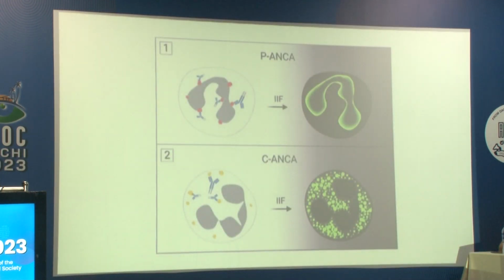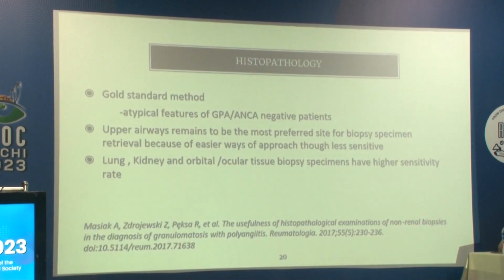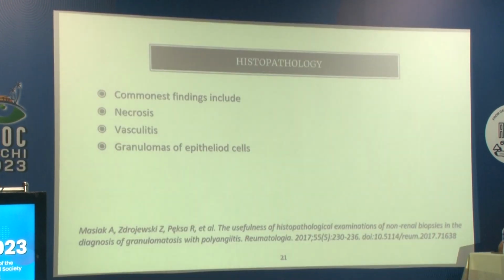It was called the perinuclear staining or the cytoplasmic staining. So 10 of our patients were positive for C-ANCA, 1 for P-ANCA, and 3 did not have any ANCA positivity, yet we should not rule out vaginous even if ANCA is negative, and it has to be confirmed through biopsy. Biopsy still remains as the gold standard method for diagnosis. Though lung, renal, and orbital biopsy have higher sensitivity, upper airway remains the easiest site for biopsy specimen retrieval.